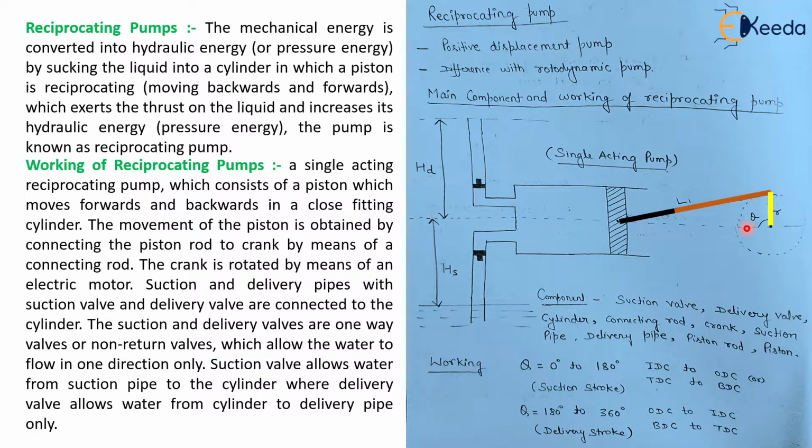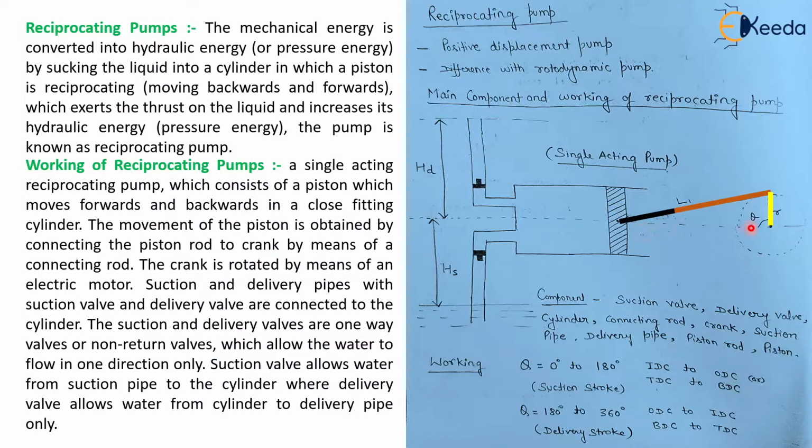At theta equal to 0, the piston will be at the inner dead center, and if theta is equal to 180 degrees, that means this yellow line will be at this point. In that case theta will be 180, and the piston will be at the outer dead center, or you can say bottom dead center if it is vertical. Inner dead center and outer dead center are with respect to a horizontal reciprocating pump. If it is a vertical pump, then inner dead center will be the top dead center and outer dead center will be the bottom dead center. You have to remember this thing.